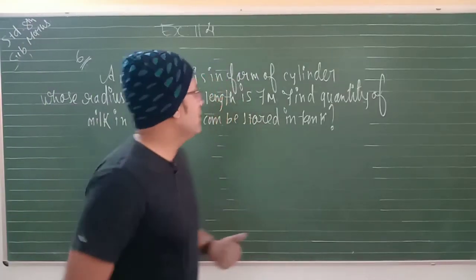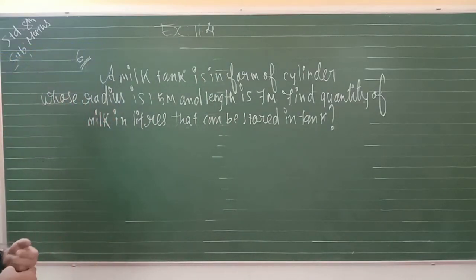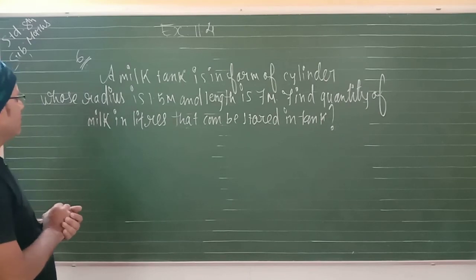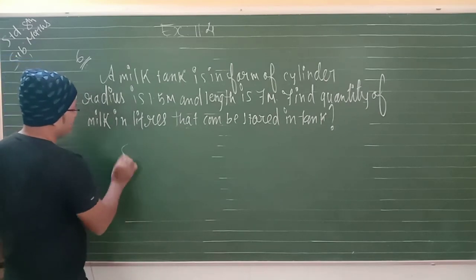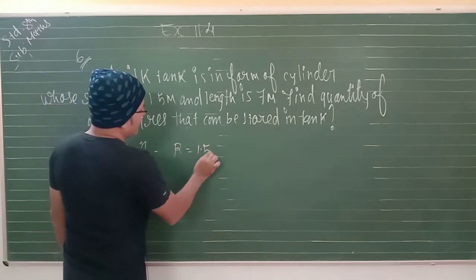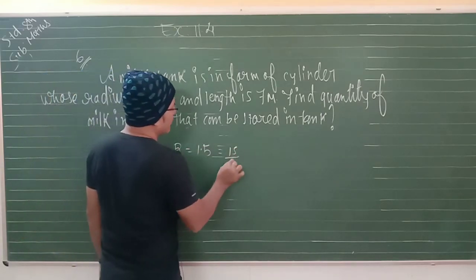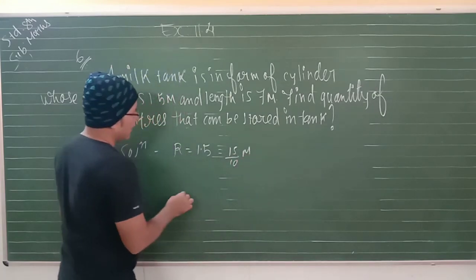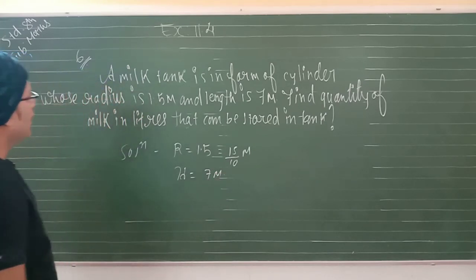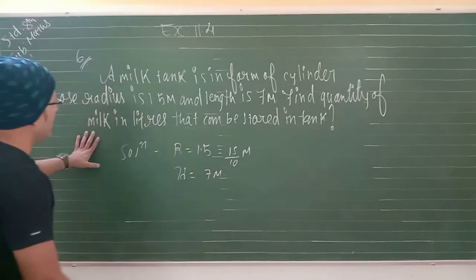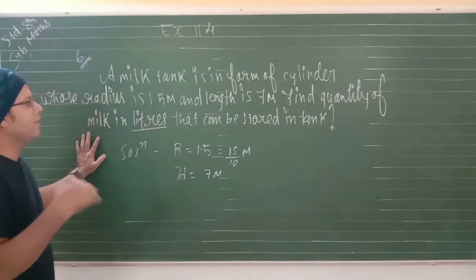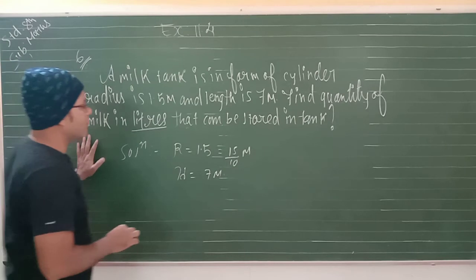And now sum number 6. A milk tank is in the form of cylinder. It means cylindrical milk tank is given. Here you see radius is 1.5 is equal to 15 upon 10 meter and height is 7 meter. You have to find the quantity of milk in liters. Liter means we have to use here scale, but first of all we have to find volume of cylindrical tank.